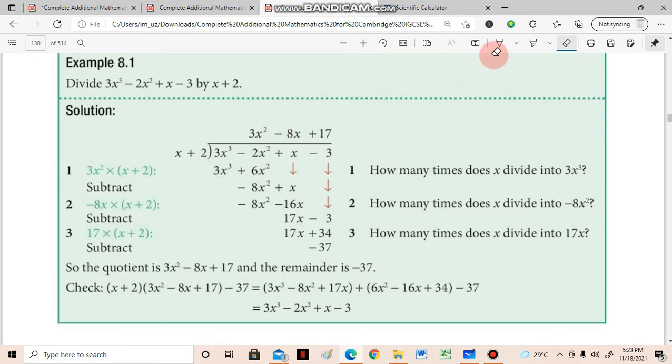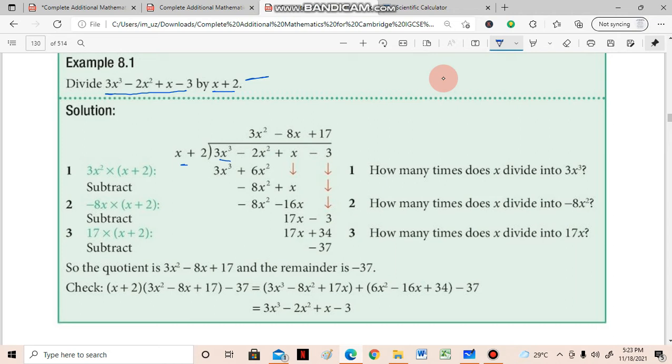Okay, moving forward, now they have given us an example where they have clearly explained how you can divide two functions like these. So over here they have said divide 3x cubed minus 2x squared plus x minus 3 by x plus 2. Okay, now listen carefully. So we know that 3x cubed minus 2x squared plus x minus 3 will come over here and x plus 2 will come over here. Now how do you divide this?